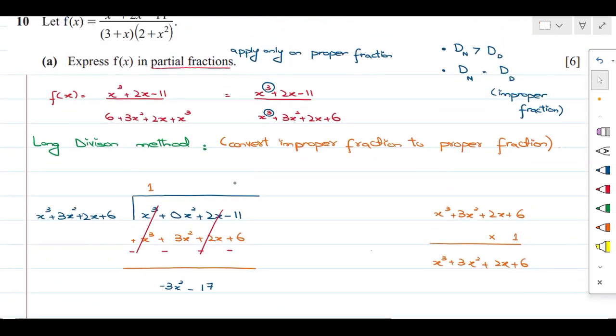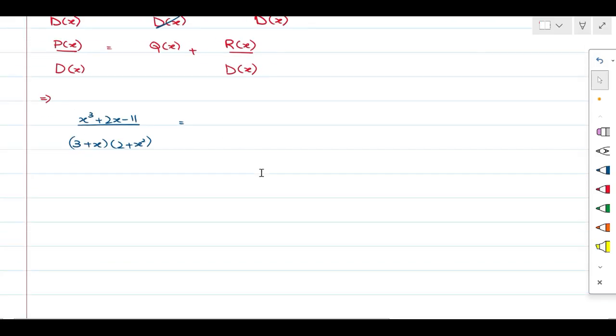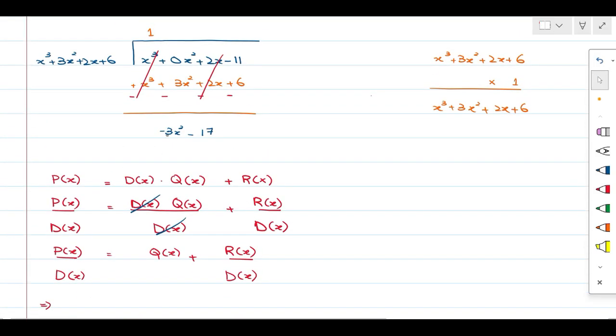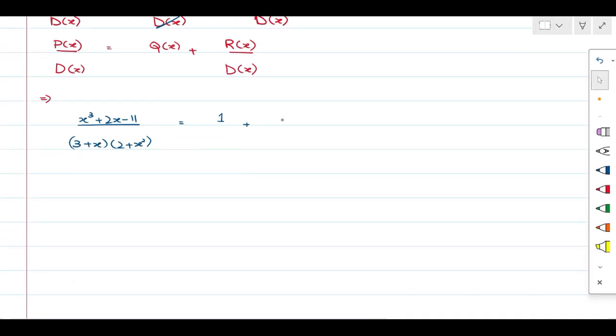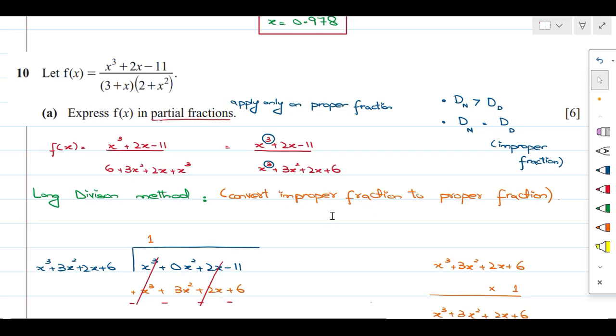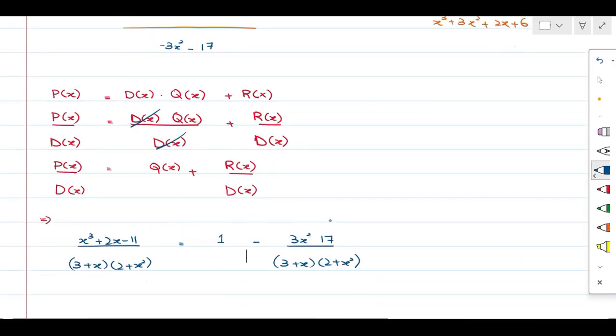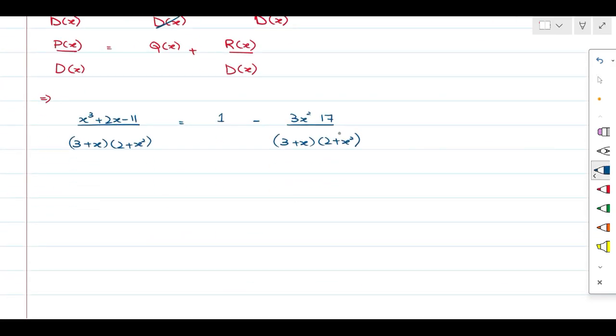So what is a quotient in the long division method? 1 is your quotient, 1 plus the remainder. What is the remainder? Remainder is minus 3x square minus 17, divided by the divisor. This was my divisor, (3 plus x)(2 plus x square). And here you can take a negative sign common and put it in front. Okay, now you can see you have converted the improper fraction to a proper fraction.